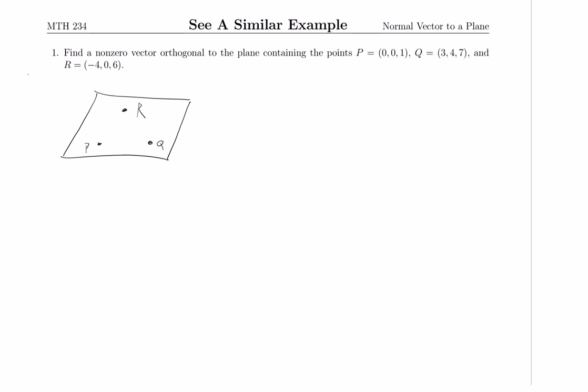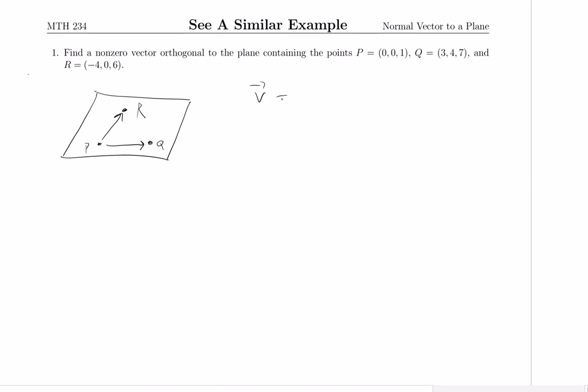Now the idea is to use the cross product. We know that the cross product of two vectors is orthogonal to both of those vectors. So to find a vector orthogonal to the plane, it will be enough to find two vectors in the plane, and then we can just take their cross product. But since we have 3 points, it's really easy to find two vectors which are in the plane. Just take any two vectors which point from one of these vertices to the other. So for example, we could take P to Q and P to R to be our two vectors. So let's do that.